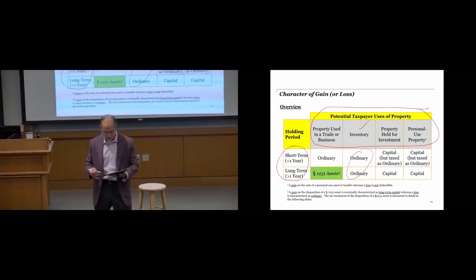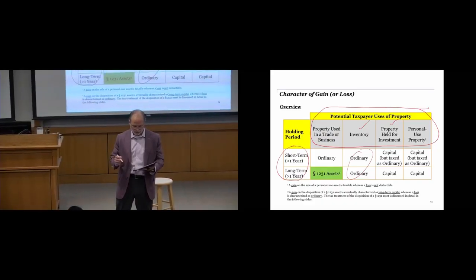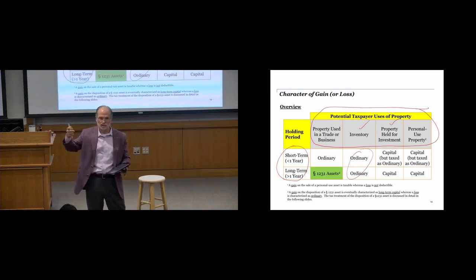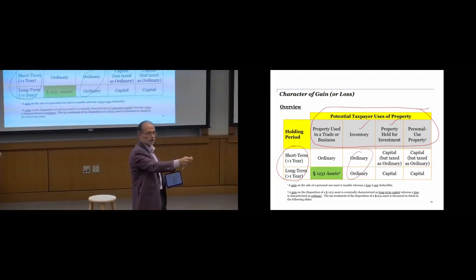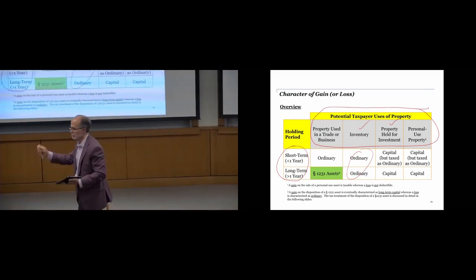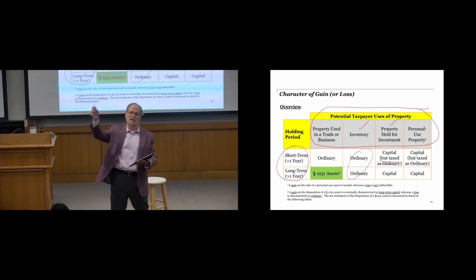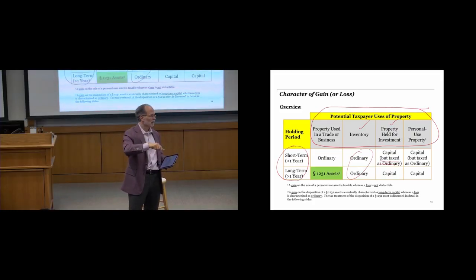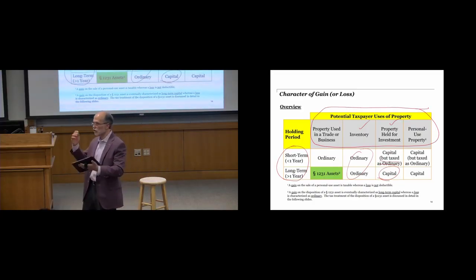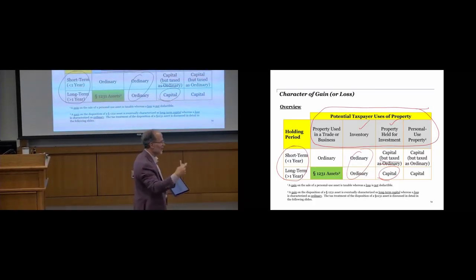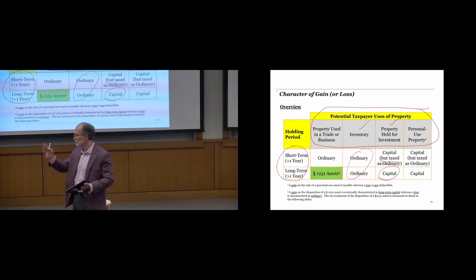Okay? Property held for investment. That is a capital asset. By definition, you're holding it for investment. So this could be real estate you hold for investment, or stocks and bonds you hold for investment. The only nuance here is if it's capital and it's held for less than 1 year, short term, it's ordinary. It stays capital if it's long term. So it's always capital. You just have that if you're trading it, right? You're buying stocks on a day trading basis, any gain on that is always going to be ordinary.